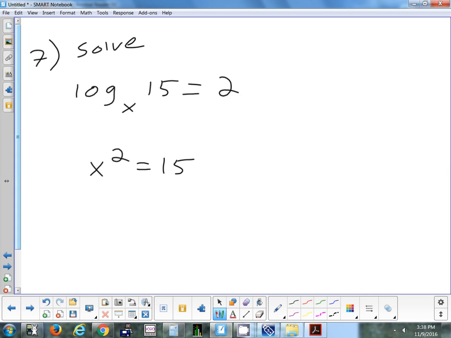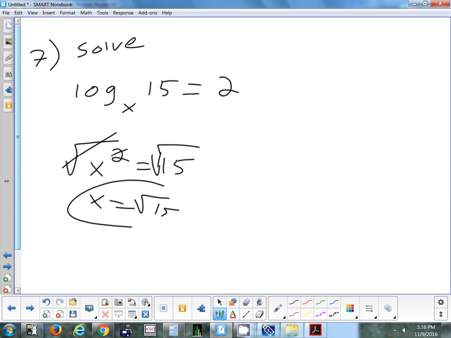Wait, so x squared is 15. Yep. So you have to find x. You would find the square root of 15. Yes, you would. x is whatever the square root of 15 is. Just type that in and see what you get.